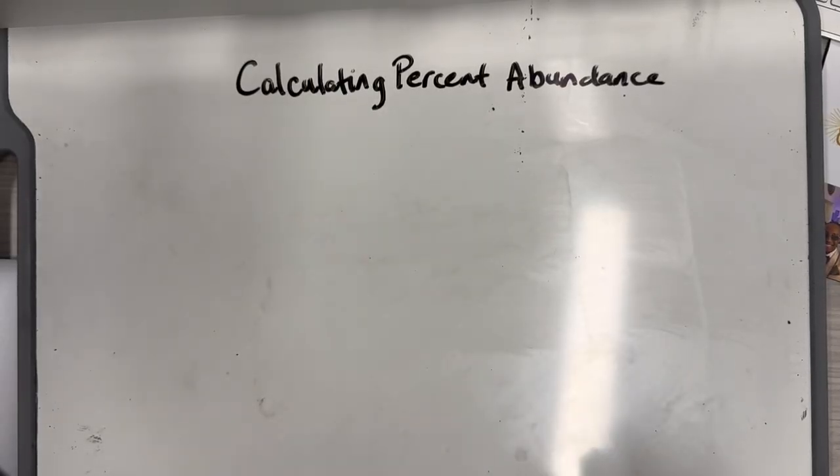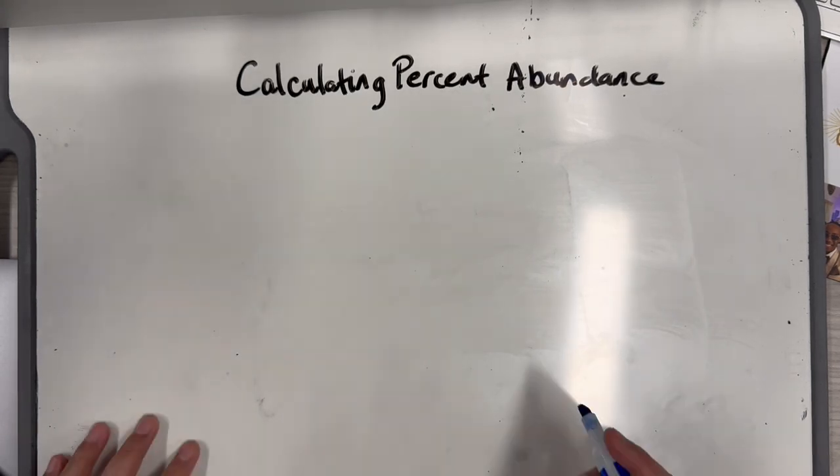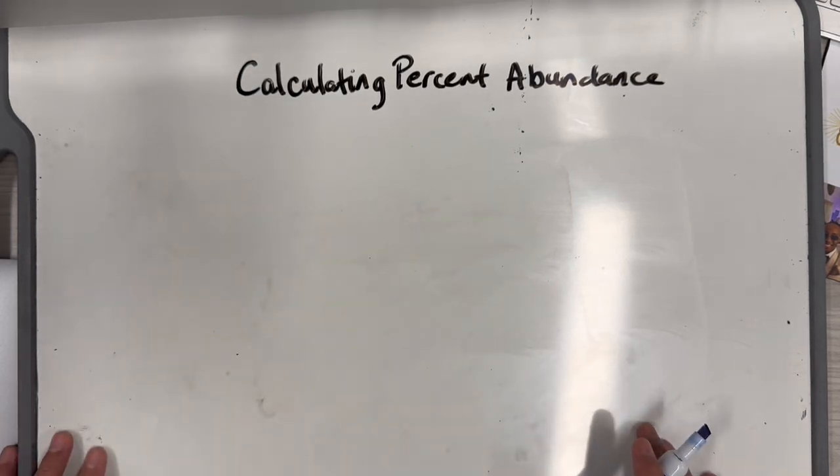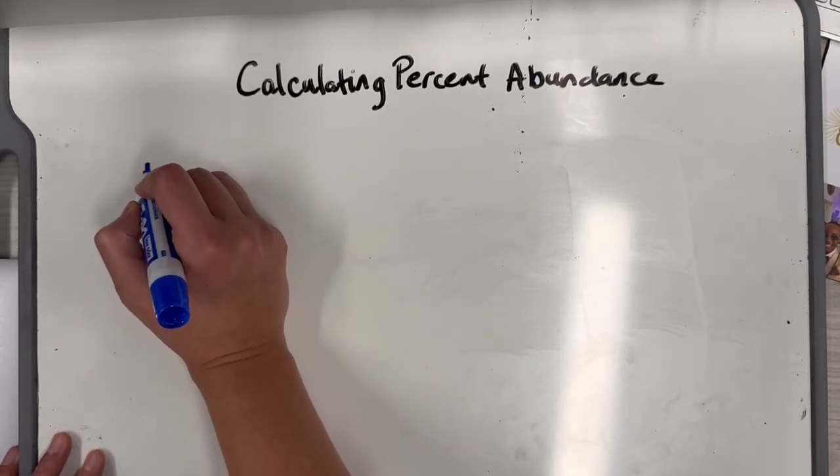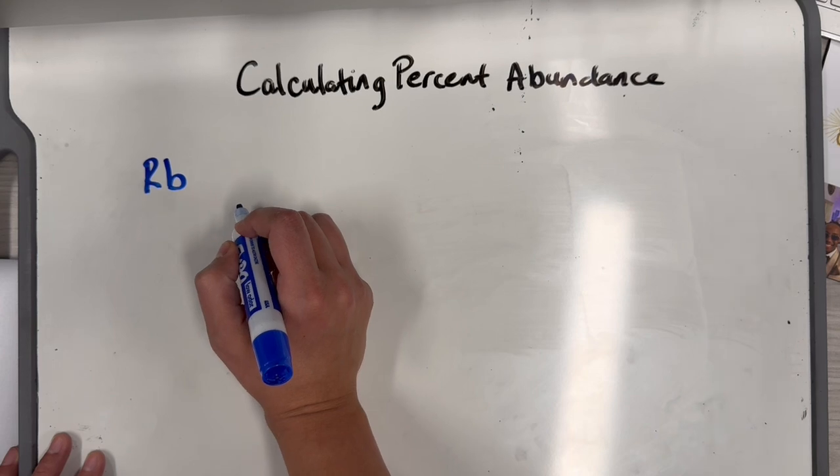It's calculating percent abundance. So what we've done is we've measured percent abundance, we've done average atomic mass, you know how to make a mass spec, you know how to read a mass spec, and now we're going to figure out the percent abundance. So this is like the hardest kind of question that I can ask you. It was similar to the one on your lab. And what we're going to do is figure out the percent abundance for two isotopes of rubidium.